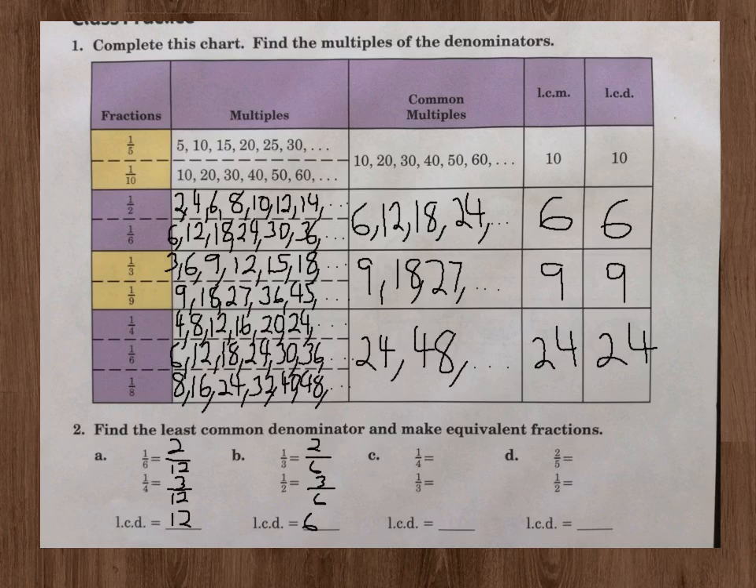Let's look at C. We have 4 and 3. What's the lowest common denominator for 4 and 3? It's going to be 12 again. So we'll put 12 as our denominators.